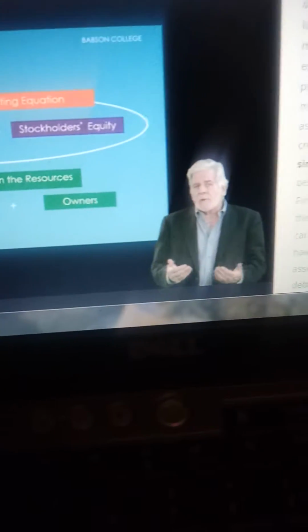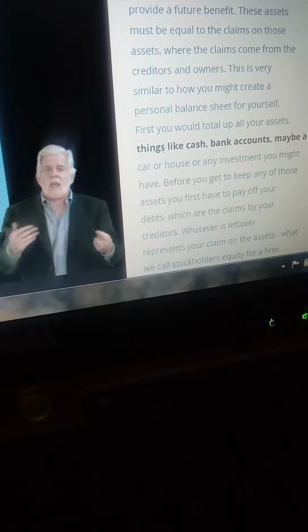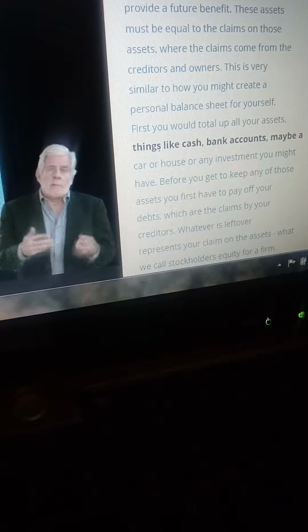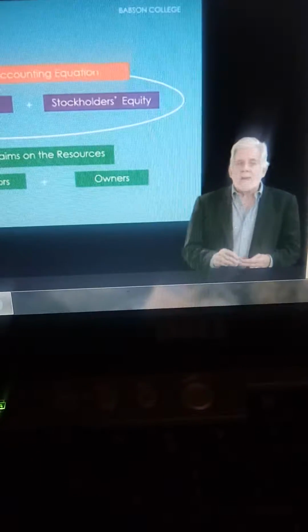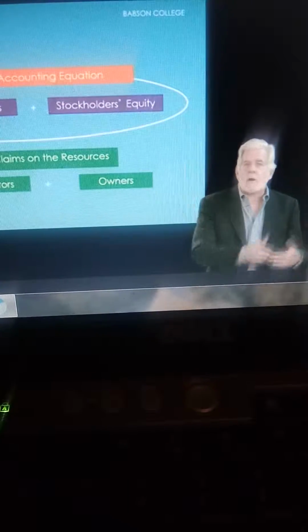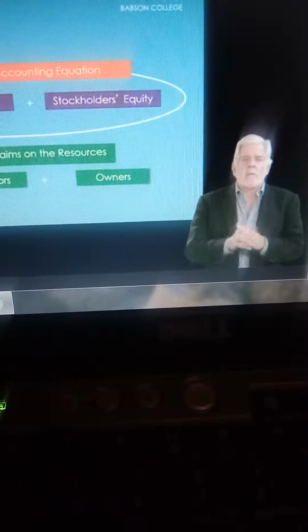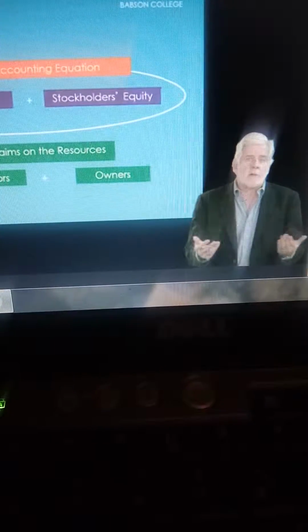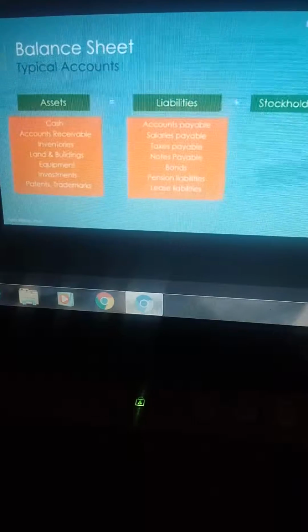This is very similar to how you might create a personal balance sheet for yourself. First, you would total up all your assets, things like cash, bank accounts, maybe a car or house, or any investments you might have. Before you get to keep any of those assets, you first have to pay off your debts, which are the claims by your creditors. Whatever is left over represents your claim on the assets, what we call stockholders' equity for a firm. This lists some of the more common asset, liability, and stockholders' equity accounts.